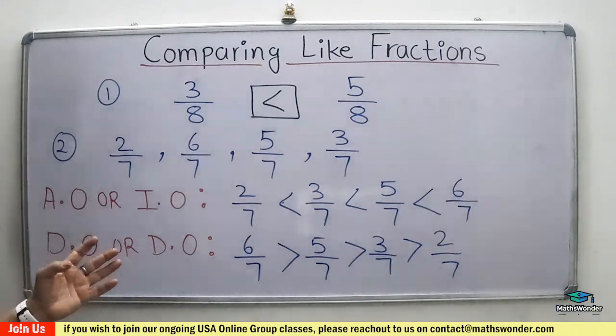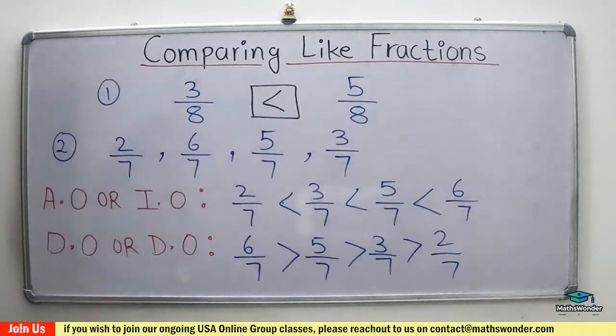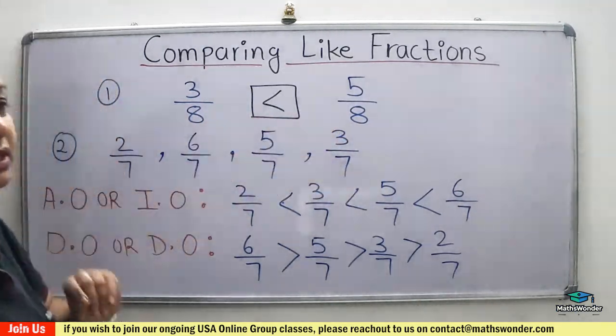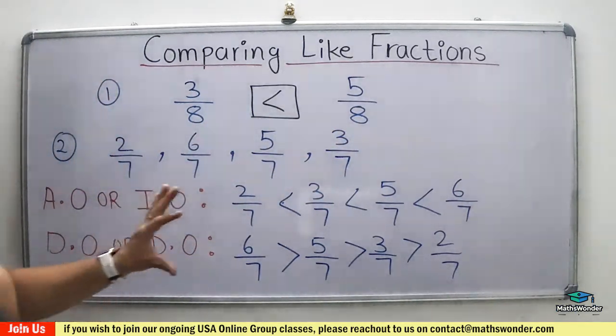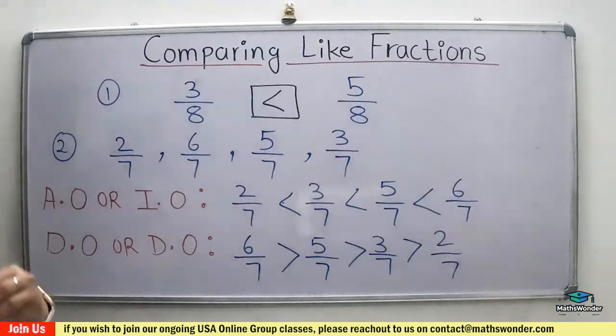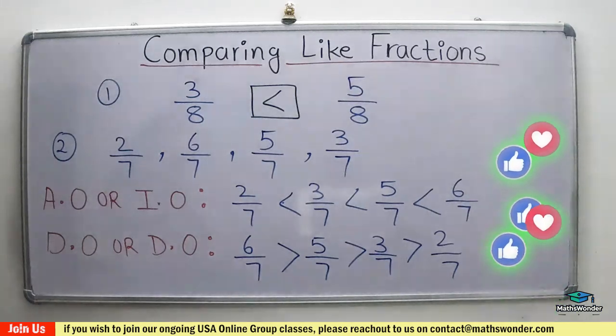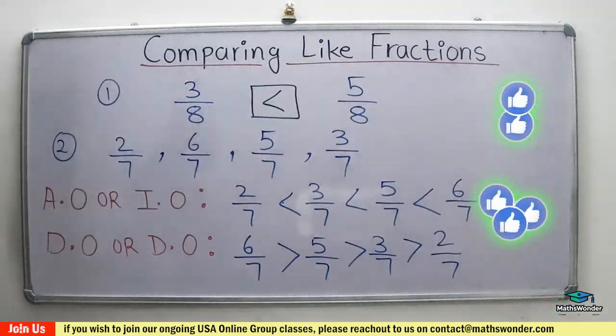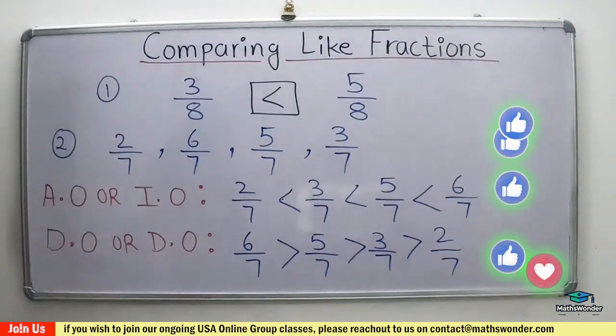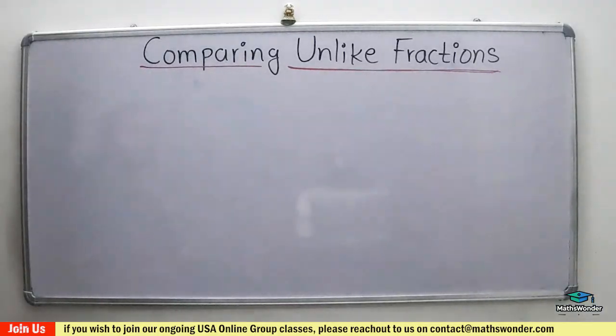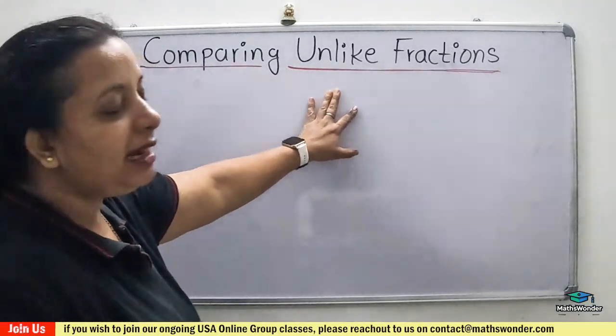The question may ask which is the largest fraction, which is the smallest fraction, or to arrange in ascending or descending order. You can easily find it and arrange it with like fractions. Okay? Got it? So now we are learning comparing unlike fractions.